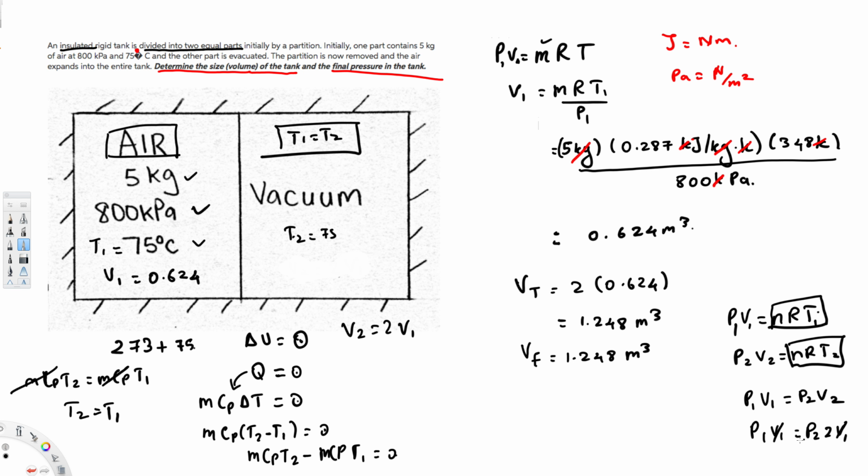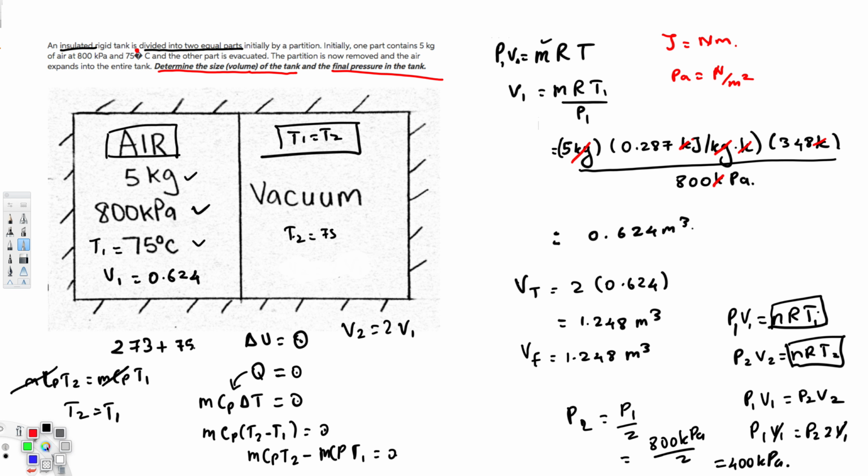Now we are trying to find P2. P2 is equal to P1 divided by 2, right? So P1 we already know is 800 kilopascal. 800 kilopascal divided by 2 is going to be equal to 400 kilopascal. And that's going to be the answer.